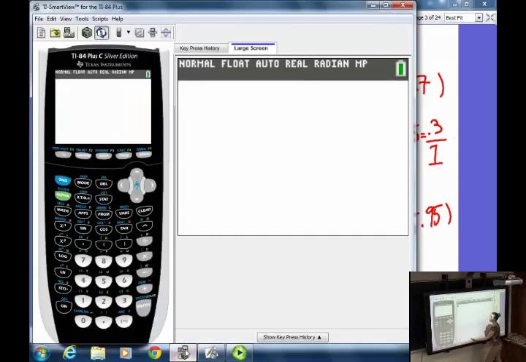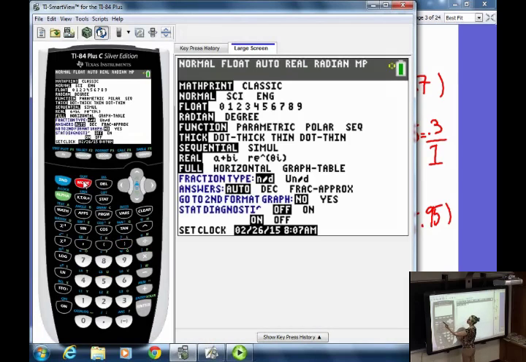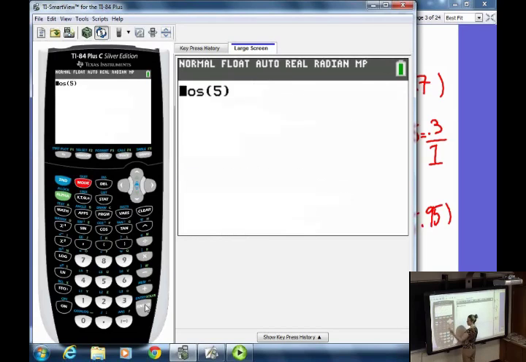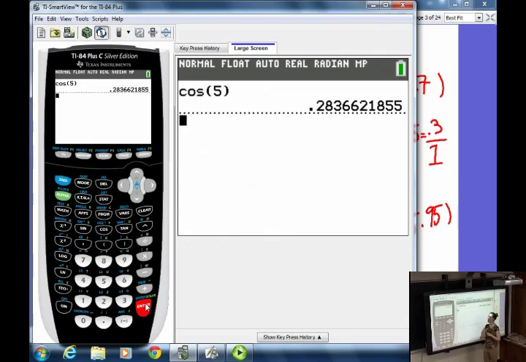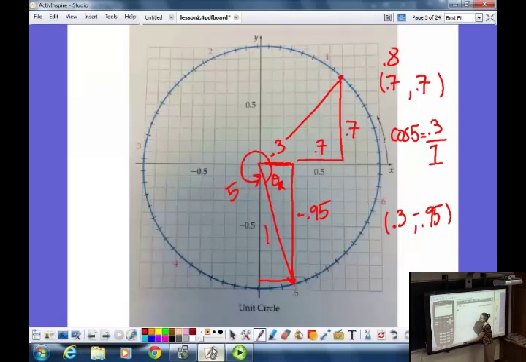So if I go to the calculator and I want to find cosine of 5, I want to make sure that I'm in radians and not degrees, which I am. I'm going to enter it to evaluate, and I get 0.28366, and it goes on for a bit. That is really close to our estimate of 3/10. So see how we use the unit circle to find an approximation for our cosine.